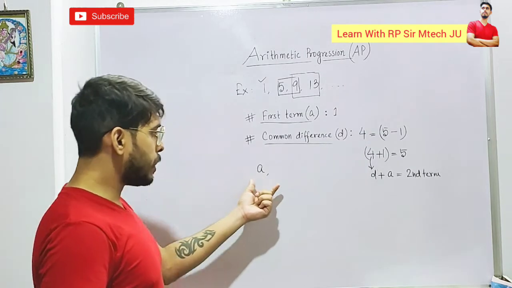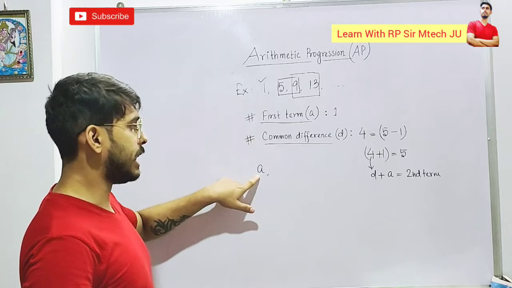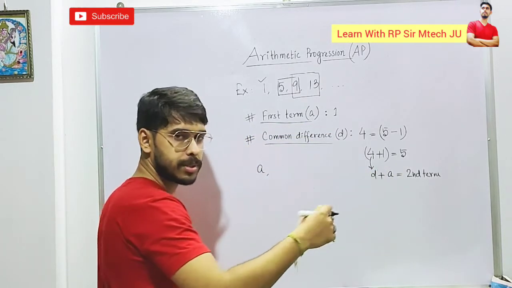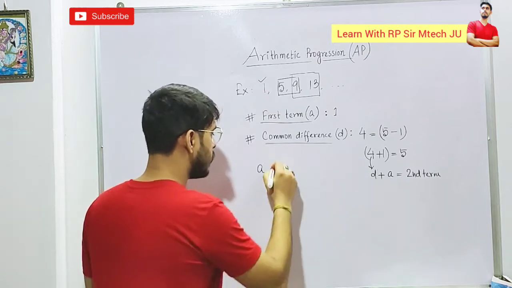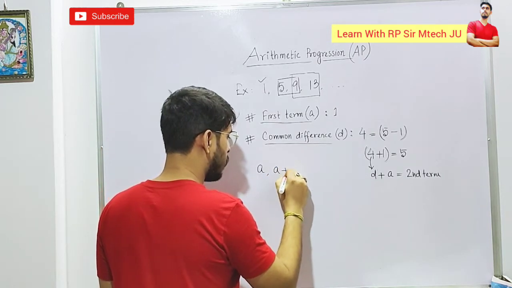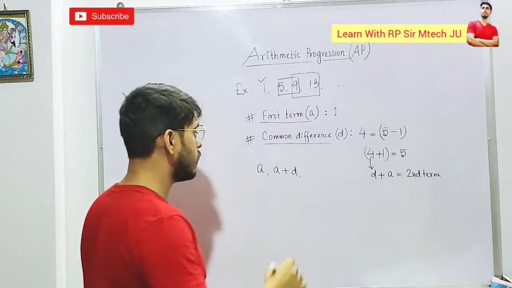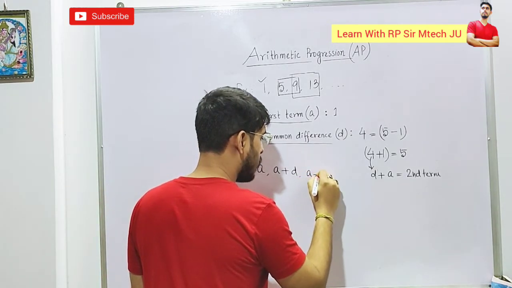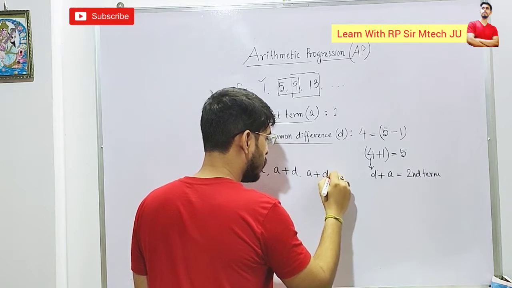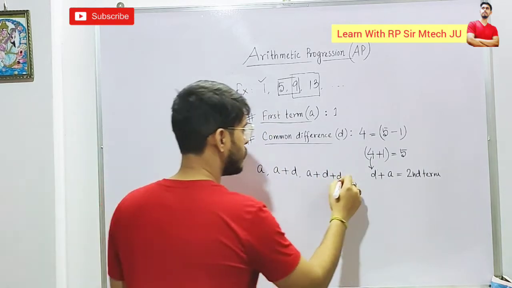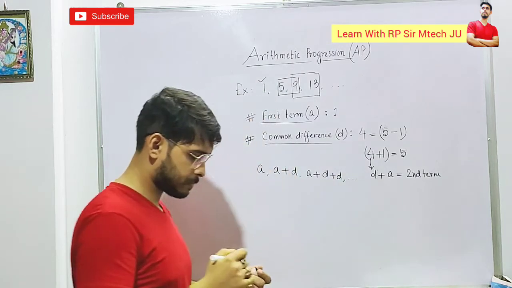So, from an algebraic point of view, if the first term is A, what will be the second term? That means you are adding a common difference to the first term. So, the second term will be A plus D. Then, it will be A plus D plus D. Right? And like this, it will continue. Isn't it?